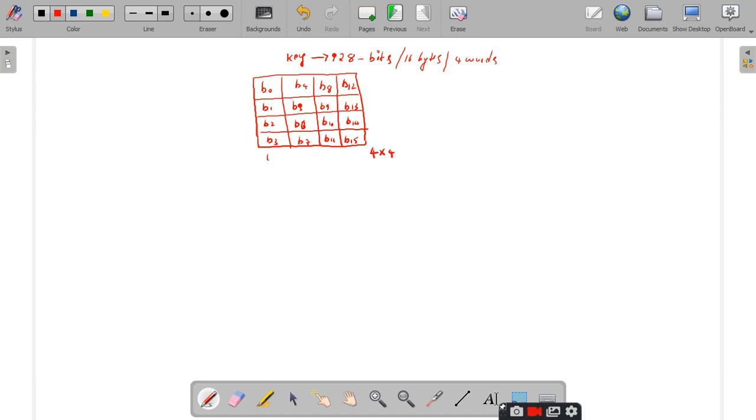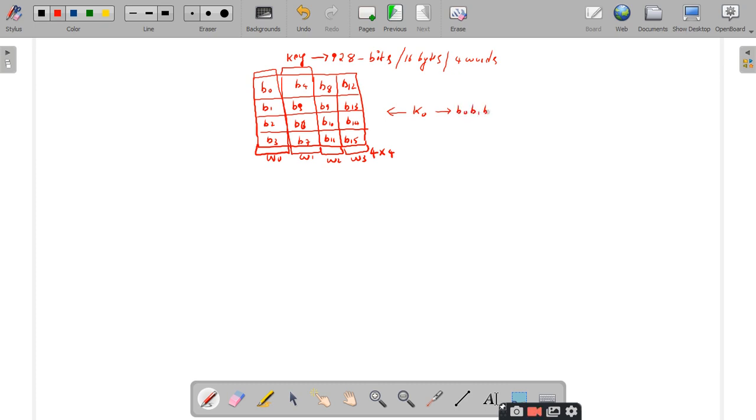So what is word 0? Word 0 corresponds to the first column of bytes here, and word 1 represents the second column, this one, and the third word represents the third column, and here we have W3, right? Is it clear up to this point? Yes, sir.